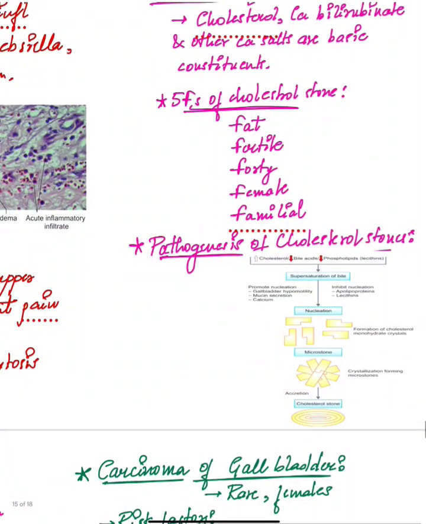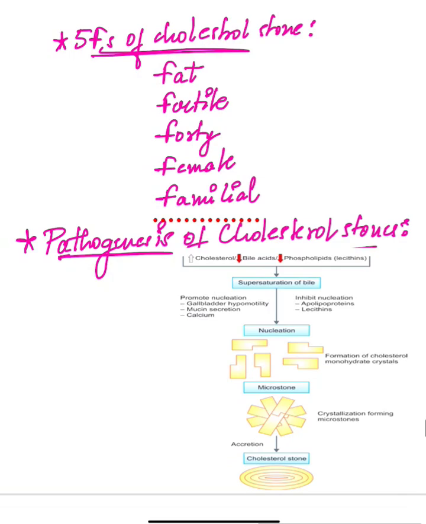Now coming to pathogenesis of cholesterol stones, we can see there is increase in cholesterol, decreased bile salts or decreased phospholipids. It leads to supersaturation of the bile. This supersaturation leads to nucleation. The factors which promote nucleation are gallbladder hypomotility, mucin secretion, and calcium, and those which inhibit nucleation are apolipoproteins and lecithins.